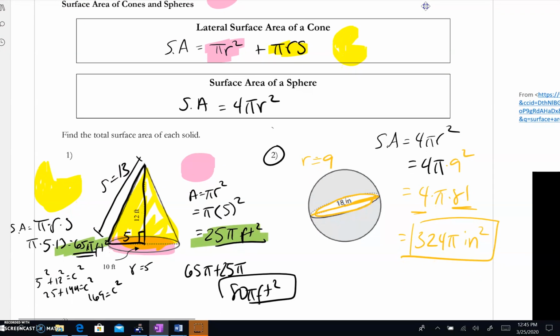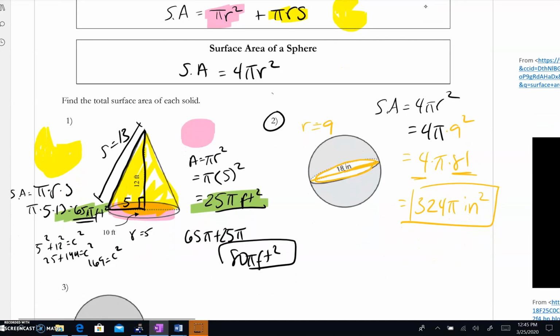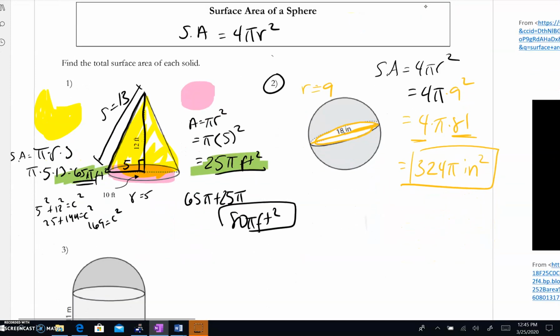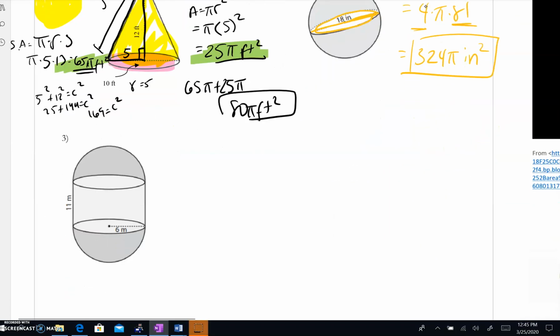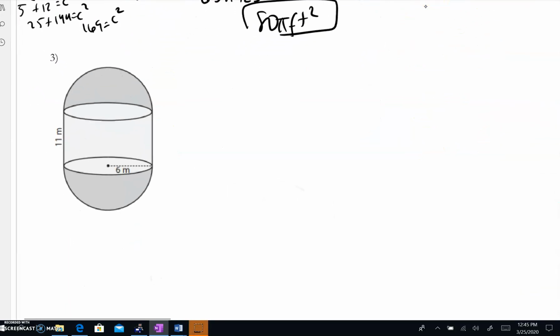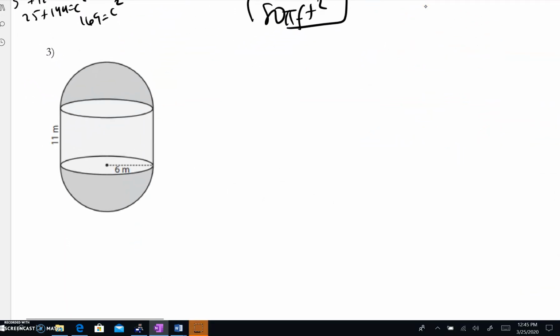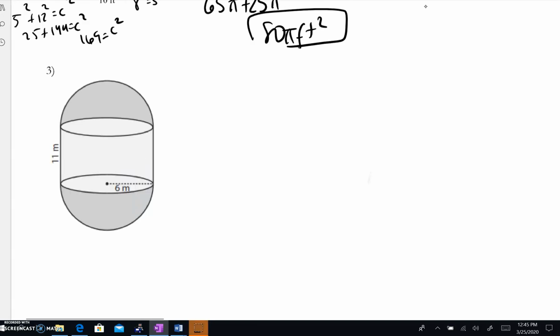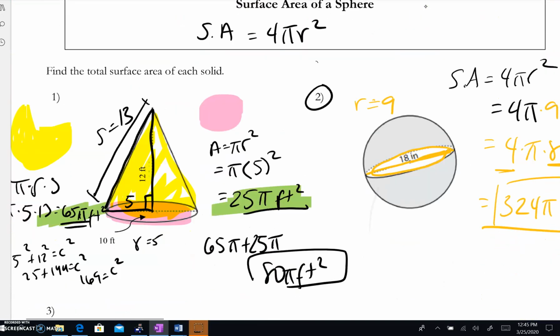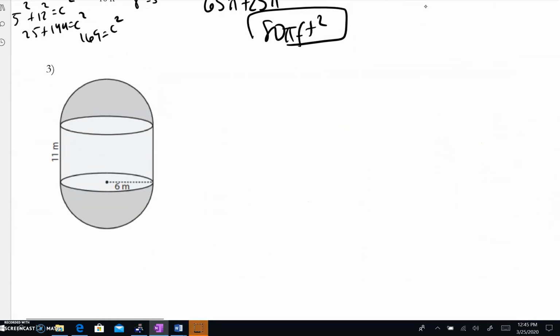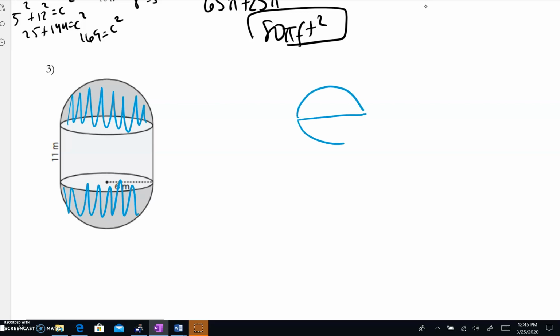Okay. So let's keep going. Number 3 is kind of an interesting shape. This one I would view as a composite shape. And if we look back at the directions, we just want the total surface area of each solid, right? So if you look on top, it's kind of like half of a sphere, another half of a sphere. So together, if you put the two halves together, you'll get one sphere.